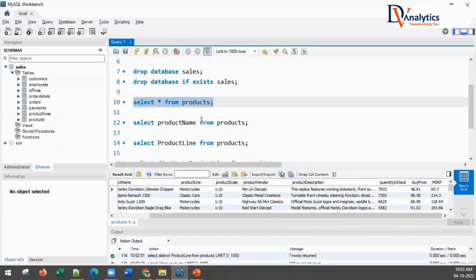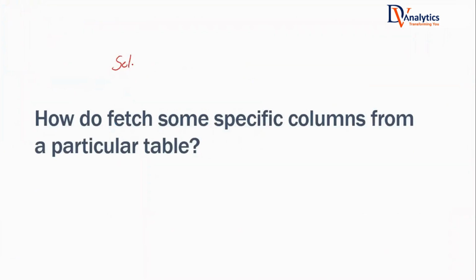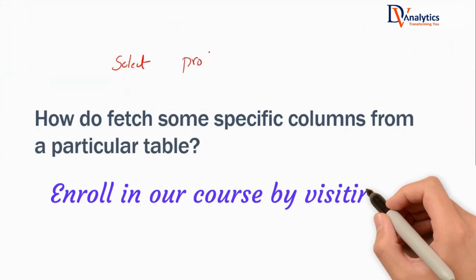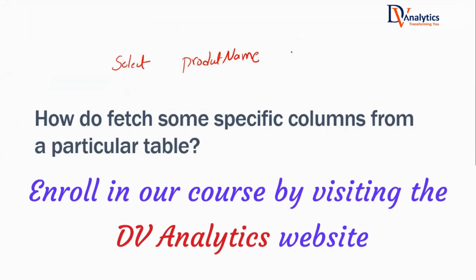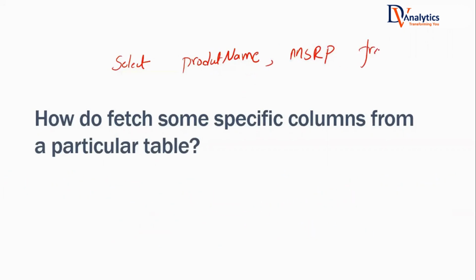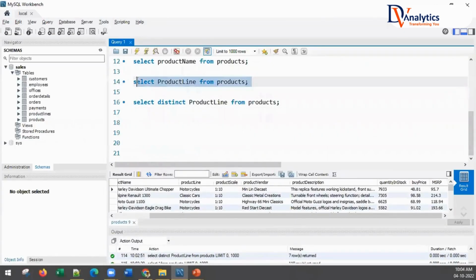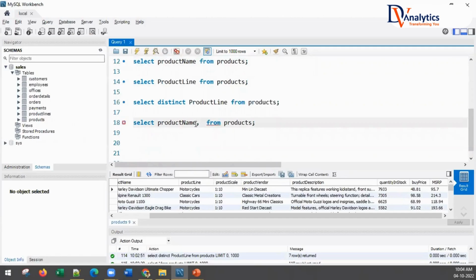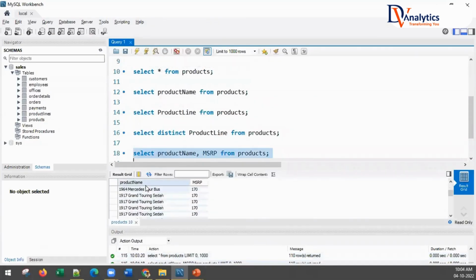If I want to print these two, what will be the code again? Select, write the two columns that you want to print. Select product name, MSRP. Both of them should be separated by a comma. Product name is one column, MSRP is another column. From, what is the table name? From products. Write it this way, then you will get the output. What is the expected output? Let us write it down. Select product name, comma, MSRP from products. Your expected output is product name and MSRP. That's the one that you will get printed.